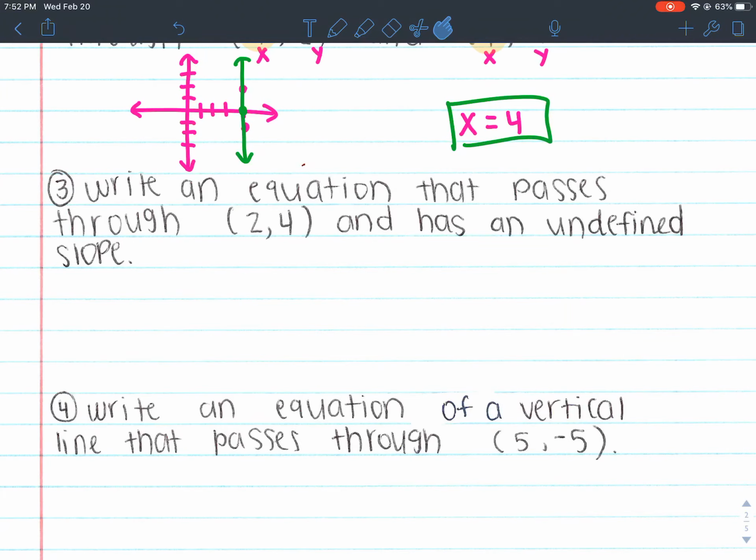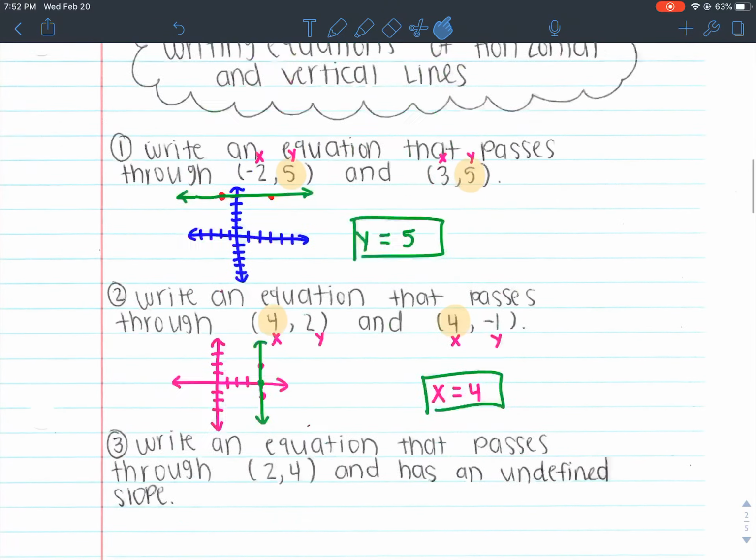All right, number 3, write an equation that passes through the point 2, 4 and has an undefined slope. Okay, let's go back to the very beginning.